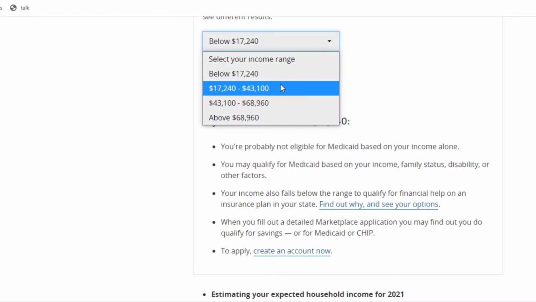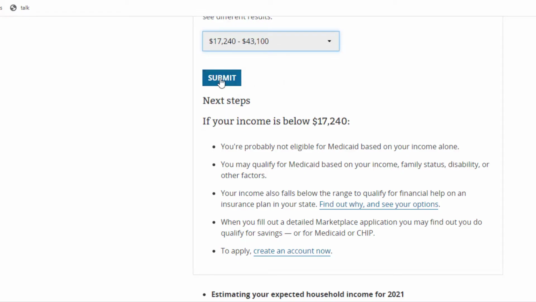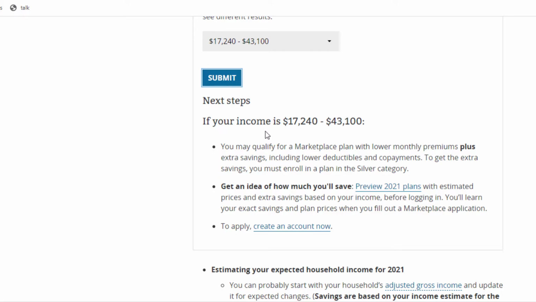Now let's look at the next income bracket. Okay, so I'm going to click there. If your income is $17,240 to $43,100, and as a reminder, this is based on the information that we put in. When you put in your specific information, you may get different results.